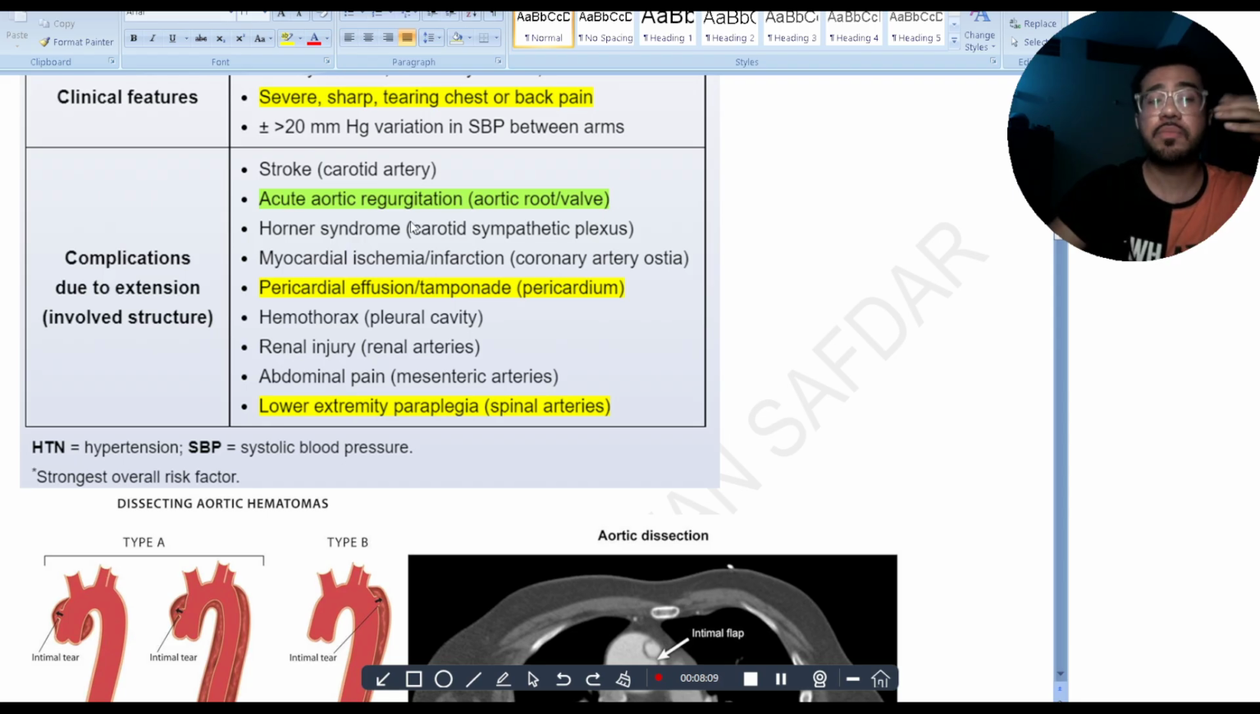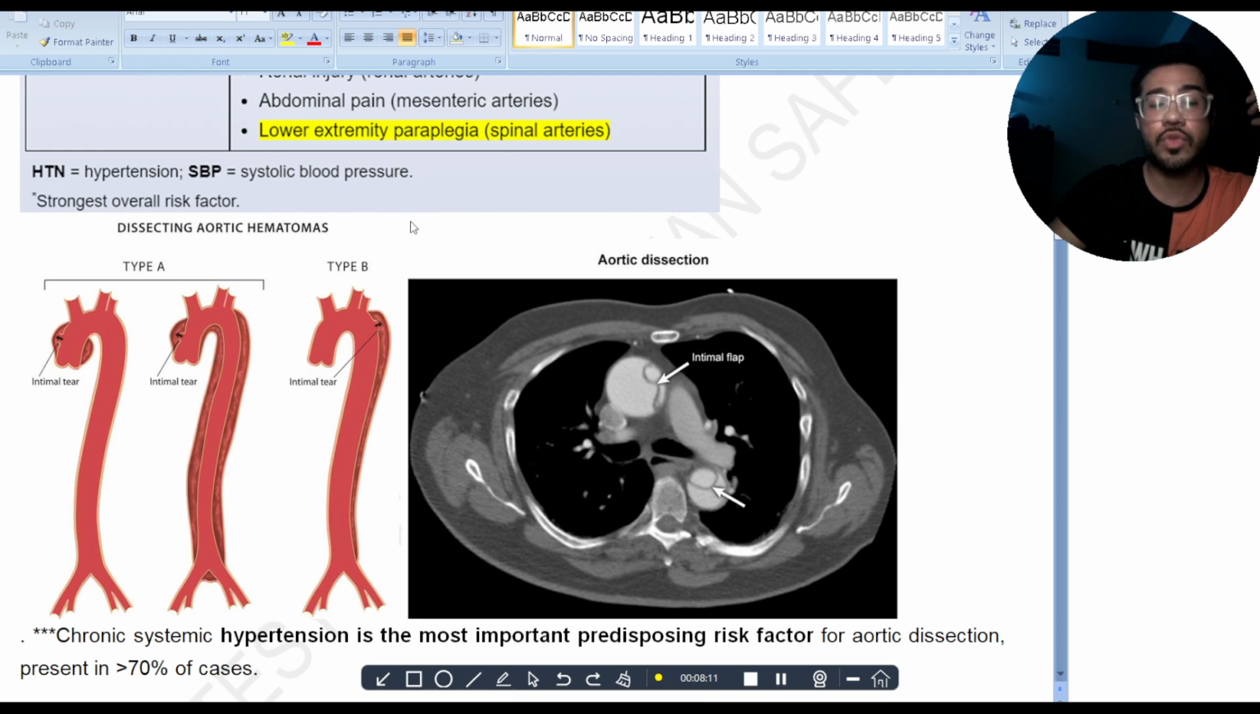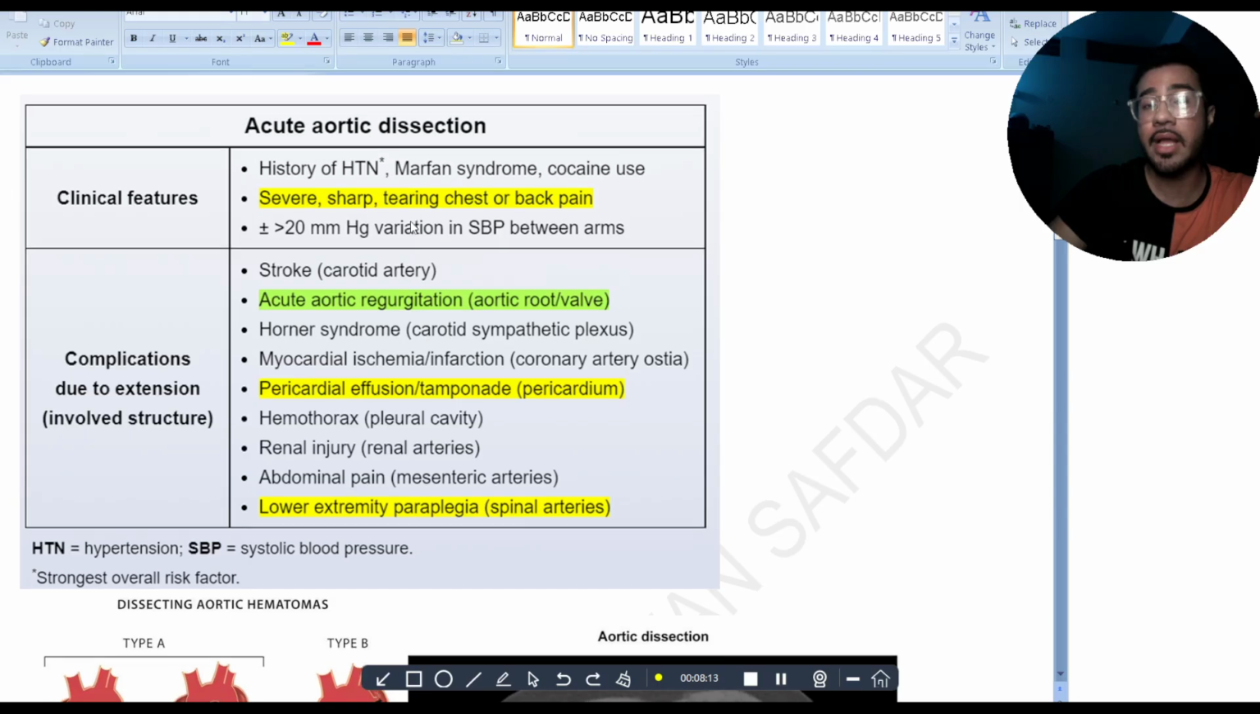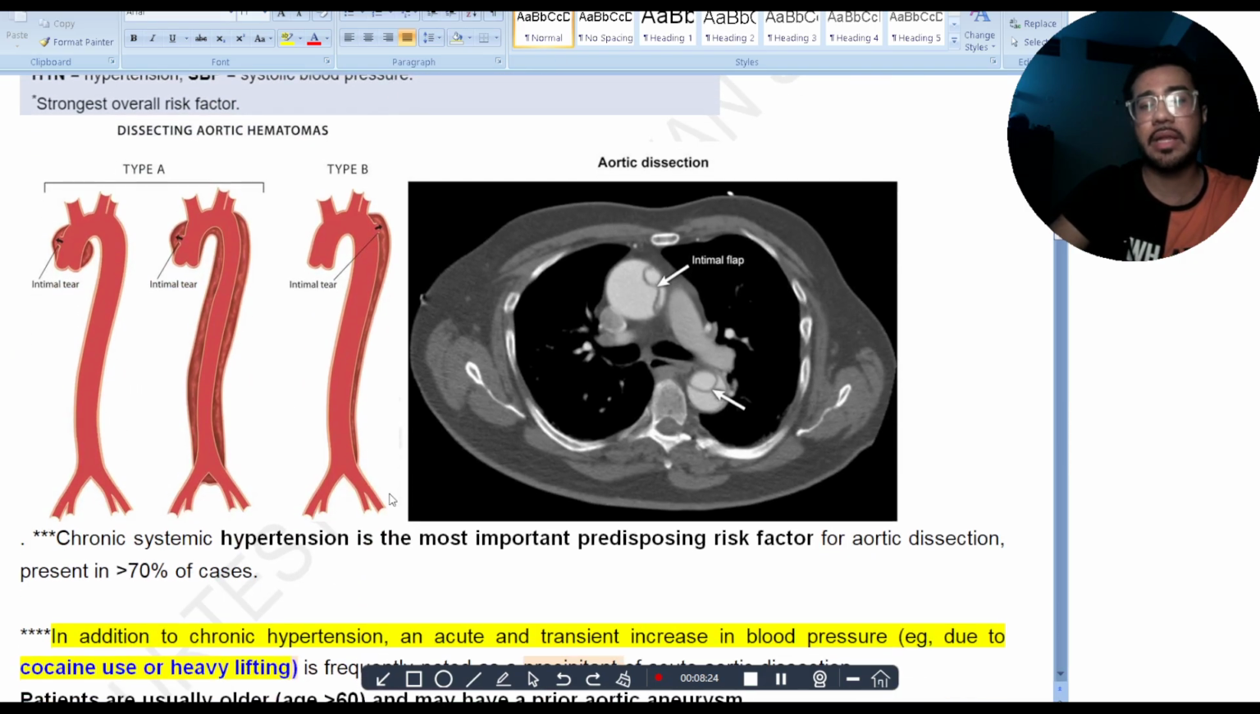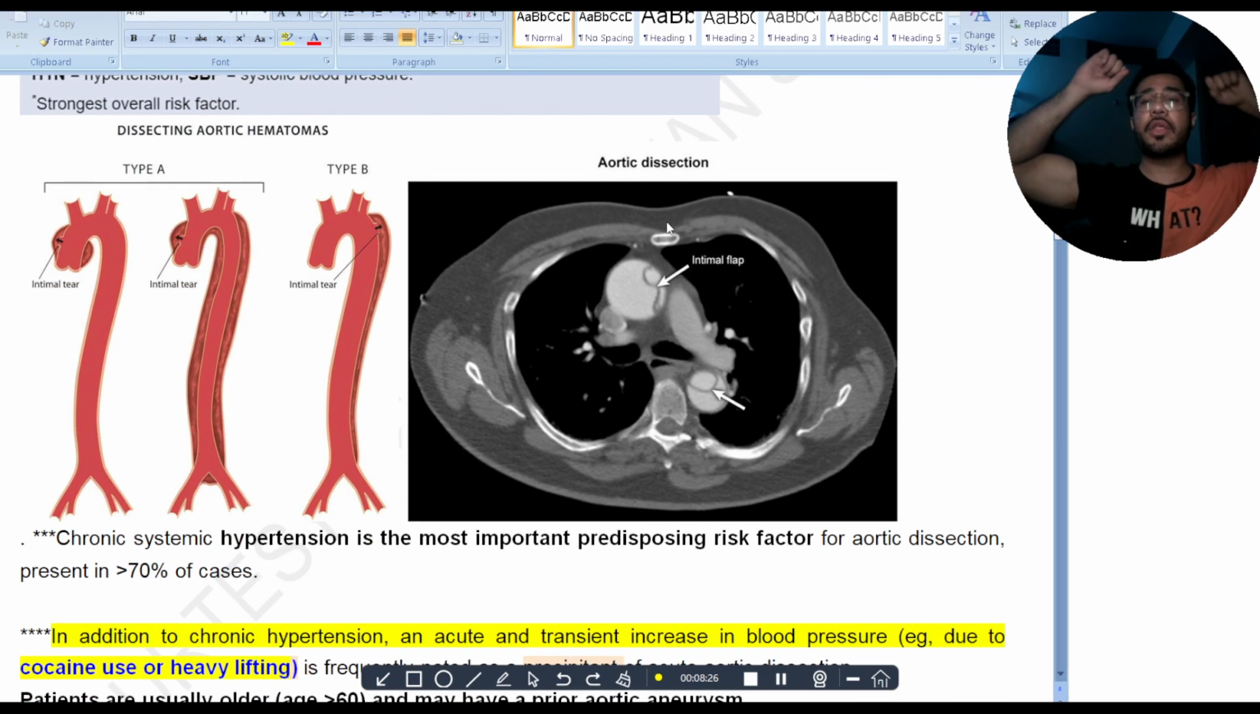So I have explained all the reasons behind all the symptoms, so it can be really easy for you to make sense of what acute aortic dissection is going to cause. Severe tearing chest pain radiates to the back, pressure difference, I told you the reason, and all the complications I also explained them. So how are you going to confirm the diagnosis of aortic dissection?